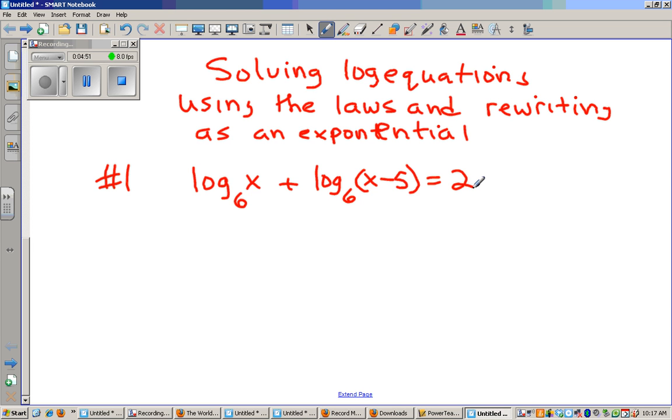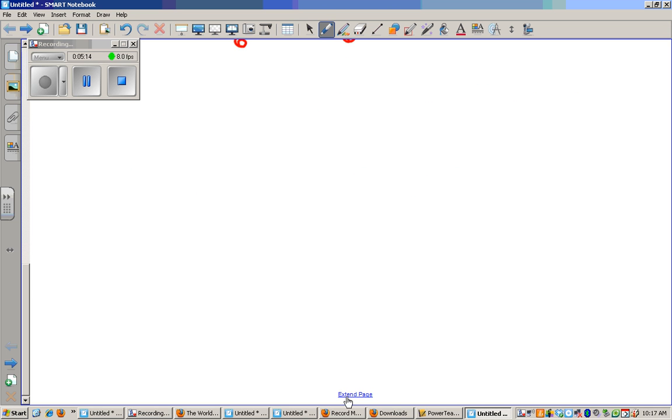So we're supposed to solve for x. It's an equation because there's an equal sign. So that means I want to actually solve for the value. We're not just rewriting it like we were the other one. So our first step is to rewrite it. You notice that they both have a log base of 6, right? So how can we rewrite this?